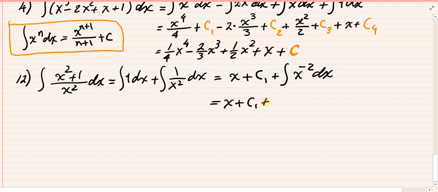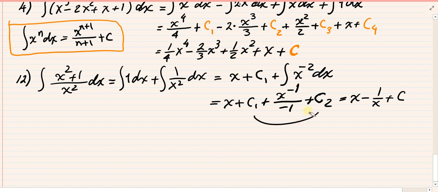So the integral of x to the negative 2 is going to be x to the negative 2 plus 1, which makes it negative 1, divided by negative 1, plus its constant, c2. Now I can combine these two into one expression. The answer is going to be x minus 1 over x plus a global constant. C is the sum of c1 and c2. That's what that is. Okay, and there we have that one.